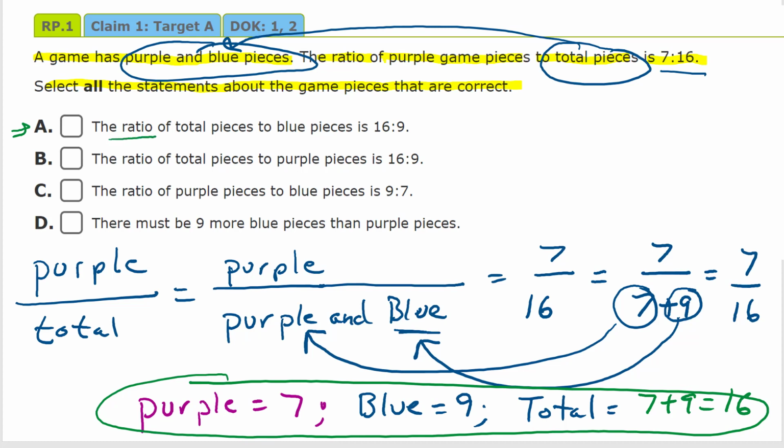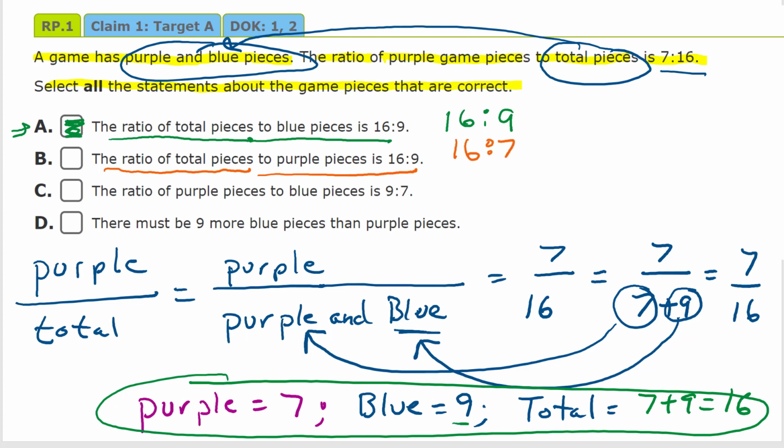A reads that the ratio of total pieces, which we said is 16, to blue pieces, which we said is 9, is correct. That's what we came up with too. So A works. Now let's look at B. B says the ratio of total pieces, which we said is 16, to purple pieces is 16 to 9. Well, purple pieces we have is 7. So this one's incorrect. So we're not going to mark this. This is a no.